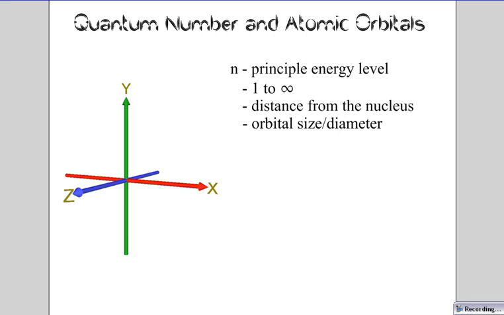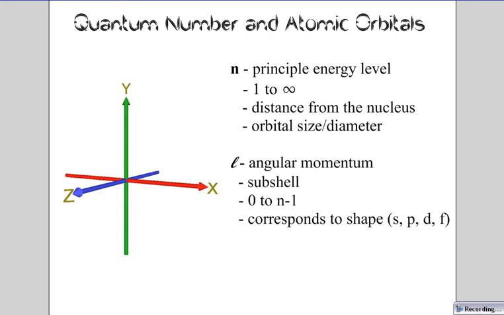The first part of the address is n, or the principal quantum number, principal energy level. These are the same term. It's a number between 1 and infinity, and it's the distance the electron is from the nucleus. It describes the orbital size, or diameter. If you remember doing electron configuration in baby chem, any electron in 1s had a principal energy level of 1. Electrons in 2s would have a principal quantum number of 2.